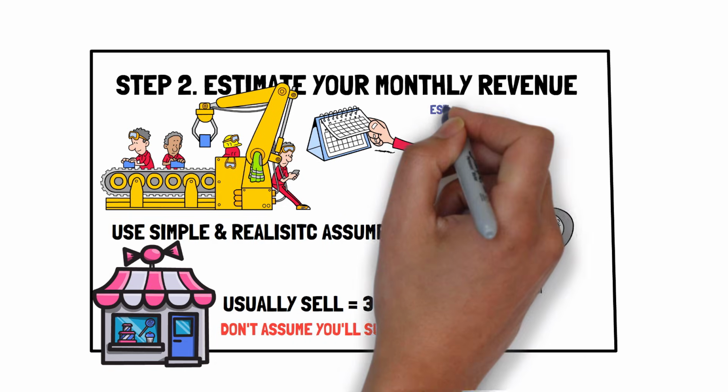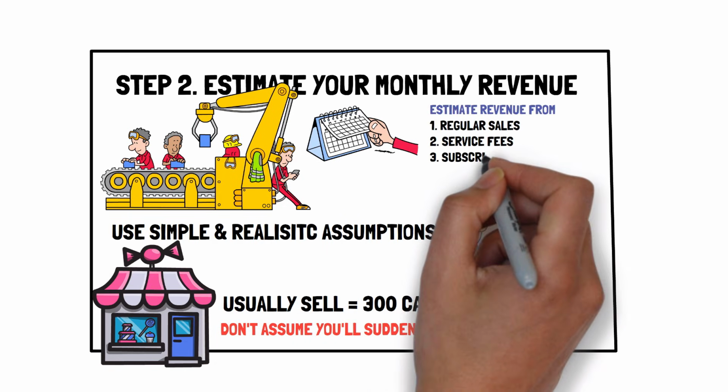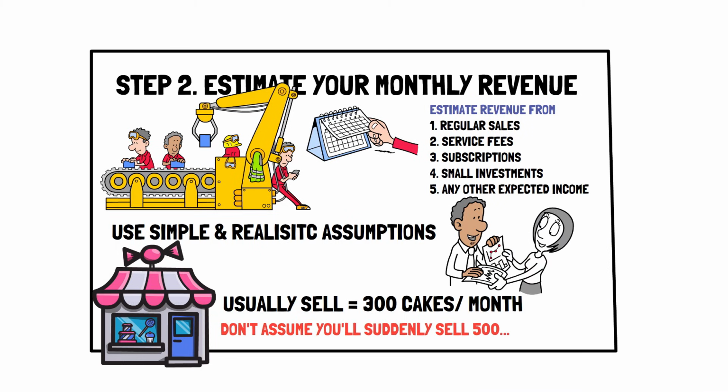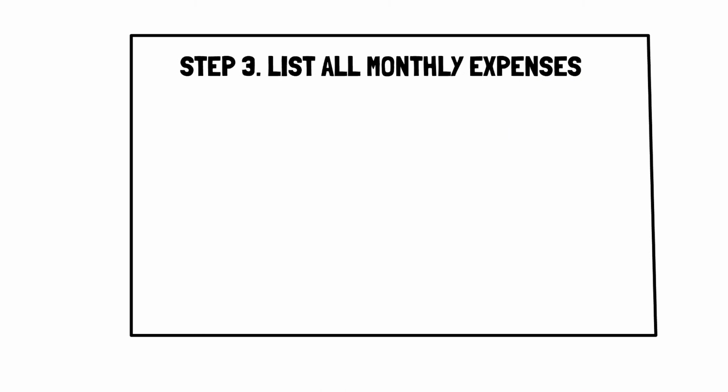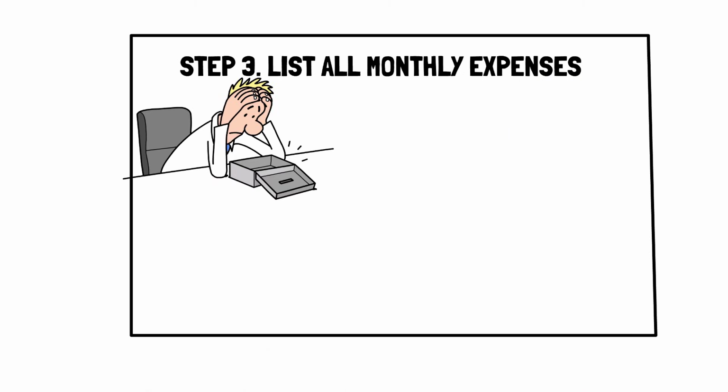You can estimate revenue from regular sales, service fees, subscriptions, small investments, and any other expected income. The goal is to keep it practical, not perfect. Step number 3, list all monthly expenses. This is where many new business owners get stuck.